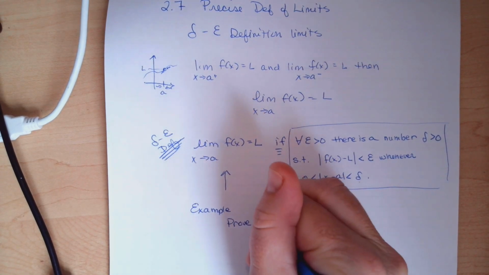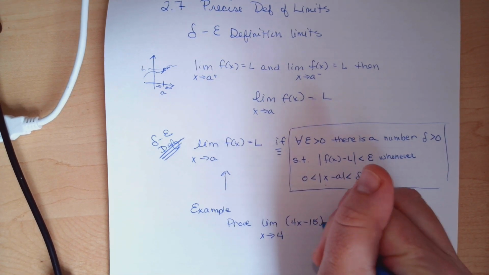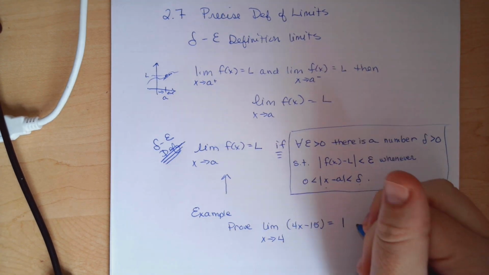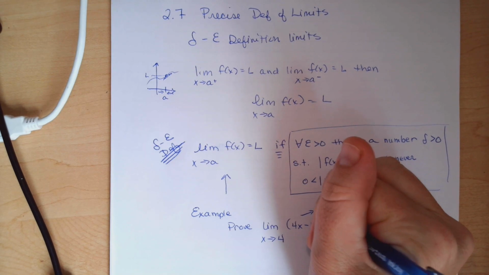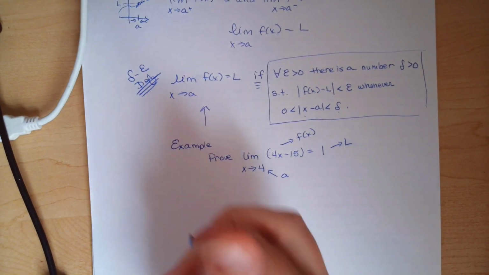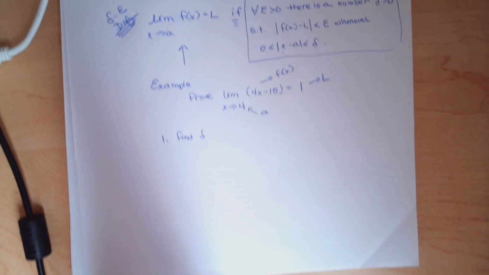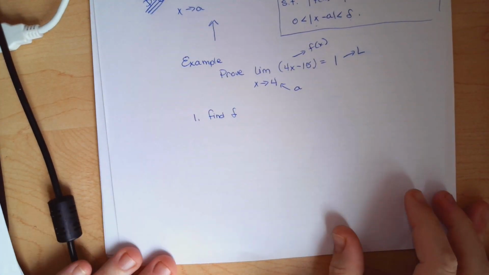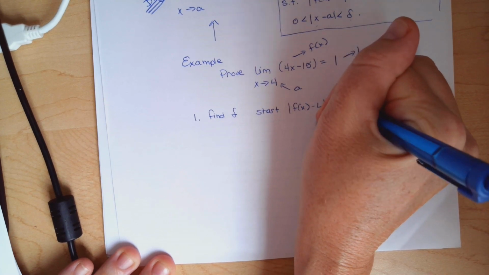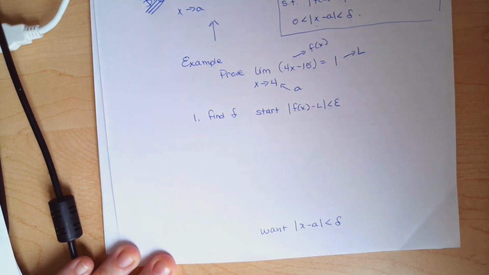So prove that the limit as x goes to 4 of 4x minus 15 equals 1. Okay, so let me go ahead and label some parts of this. So this 1 is our L, this is our f of x, and this is my a. Okay. And so the first part is we want to go ahead and find delta. This isn't part of the proof. This is just part of our pre or side work. And so when we find delta, we are going to start with f of x minus L less than epsilon. And what we want is we want x minus a less than delta.